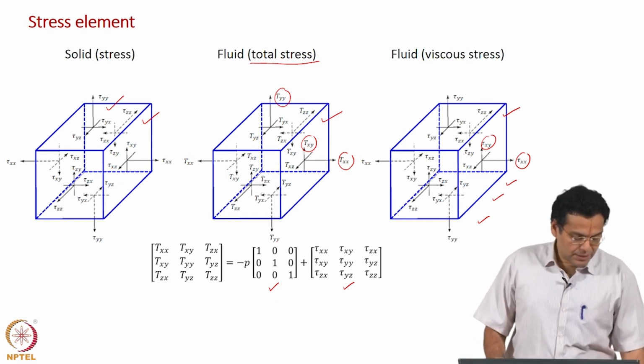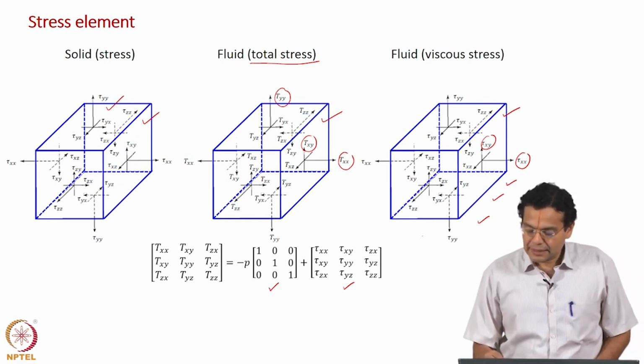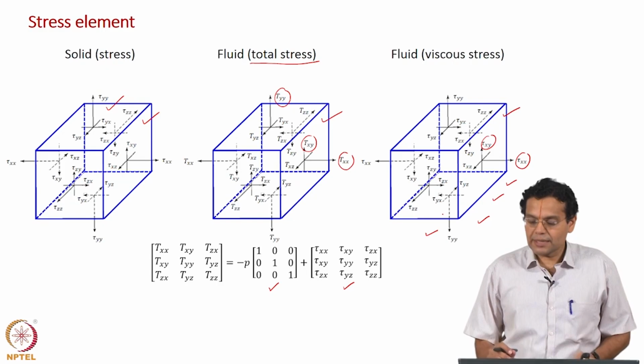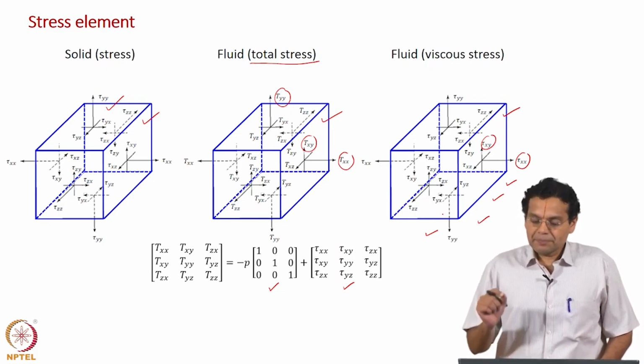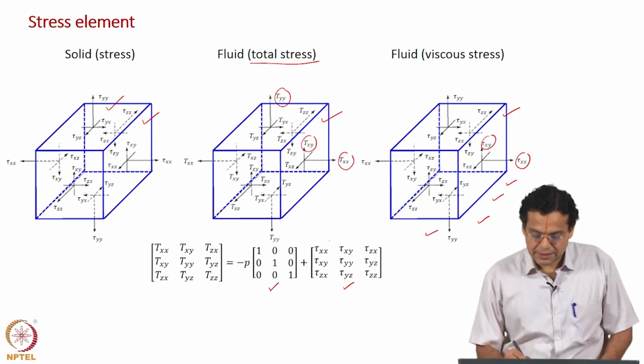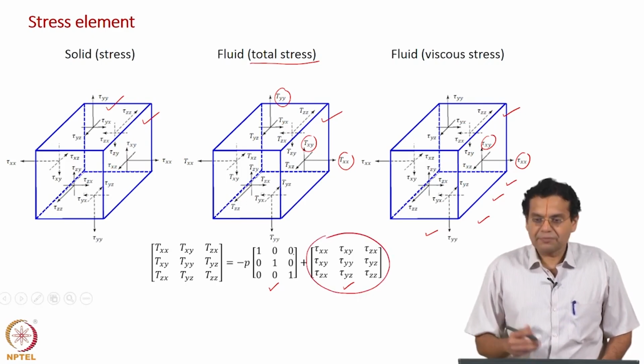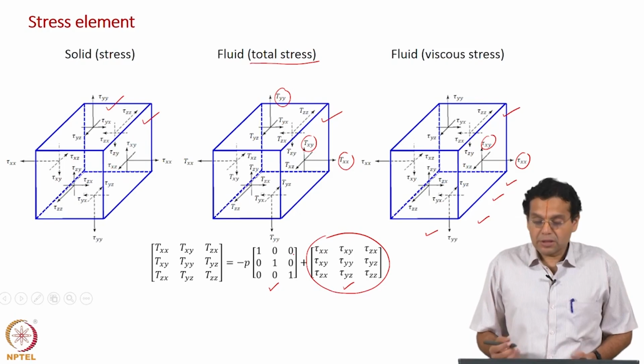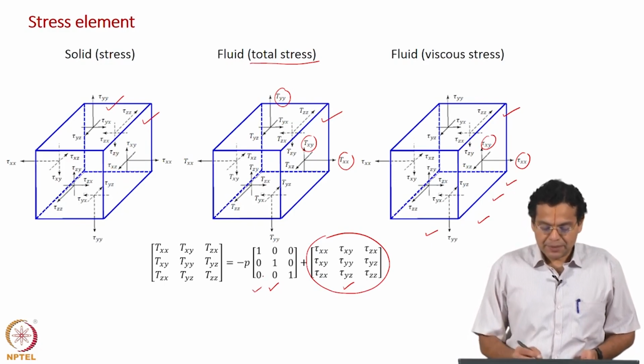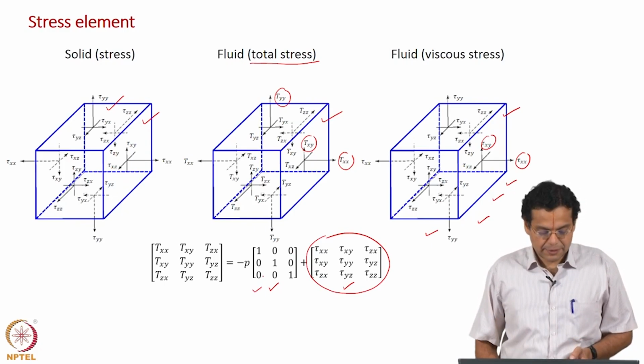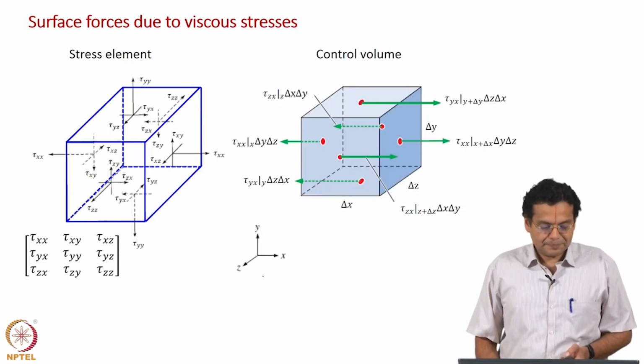Okay. So, let us proceed further. Taking this as a stress element, you should know that the 9 components shown there represent the elements of the viscous stress tensor for the case of fluids, which represent the stress because of the flow. Okay. This represents the stress under static conditions. Okay. Let us proceed further.